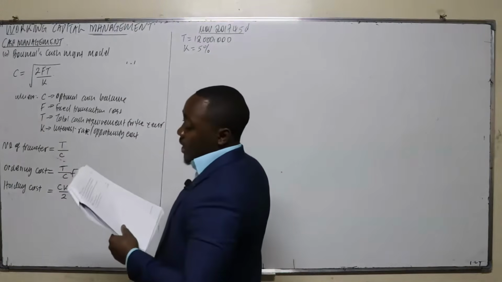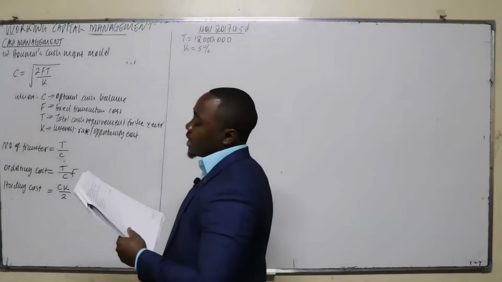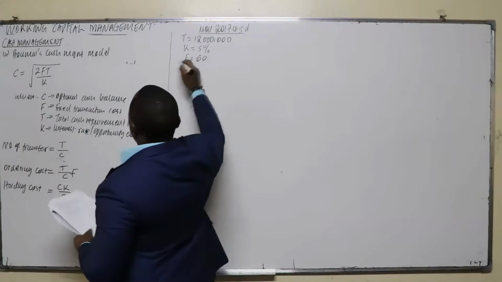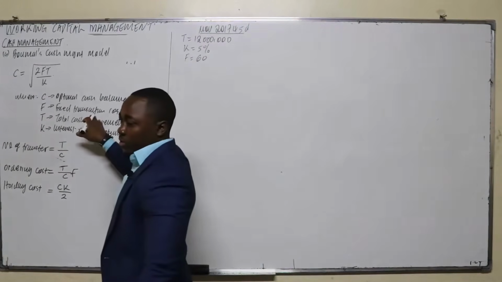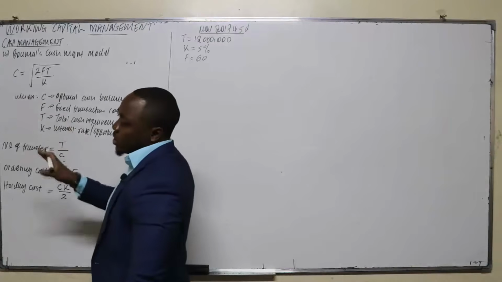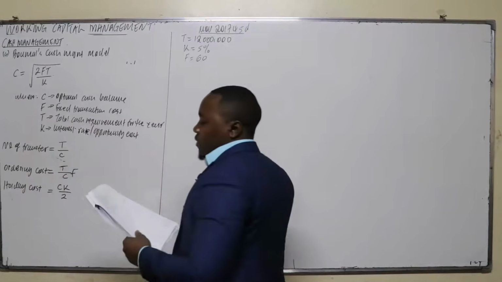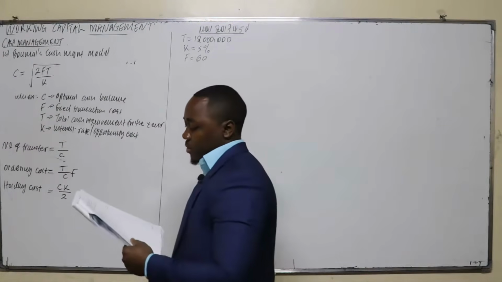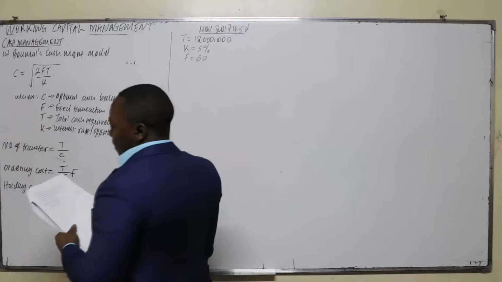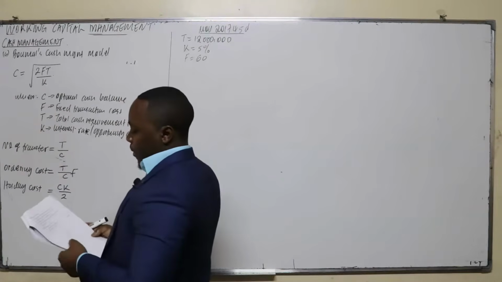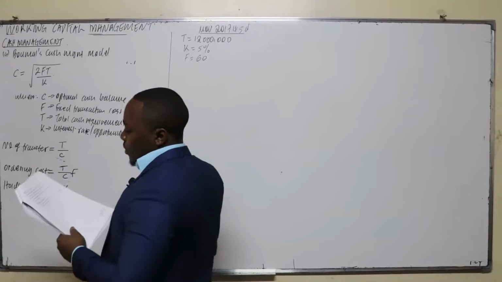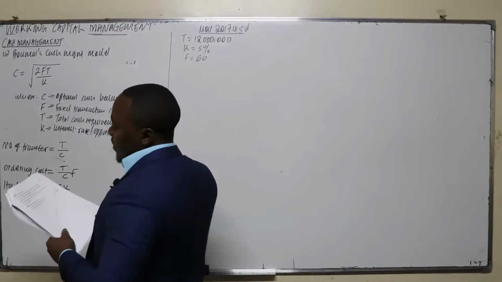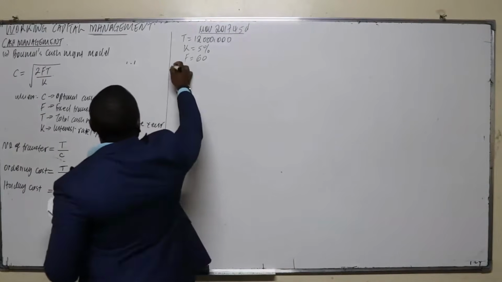The cost of selling the marketable security is 60 per transaction, regardless of the size of the transaction. That's F. Remember that F is the fixed transaction cost. Fixed means regardless of the size, it won't change. Assume a 365-day financial year. Using Baumol's cash management model, determine, number one, the optimal size of transaction for selling the marketable security. So number one is the optimal cash.